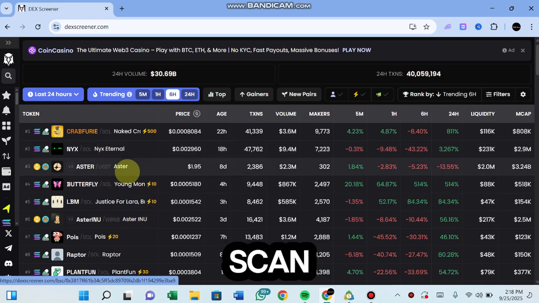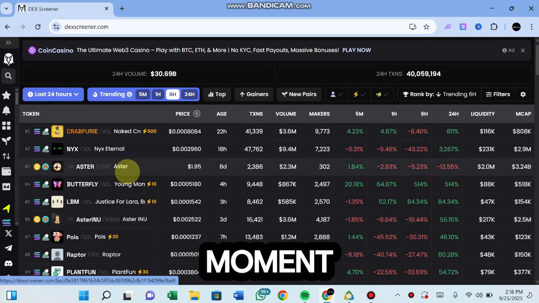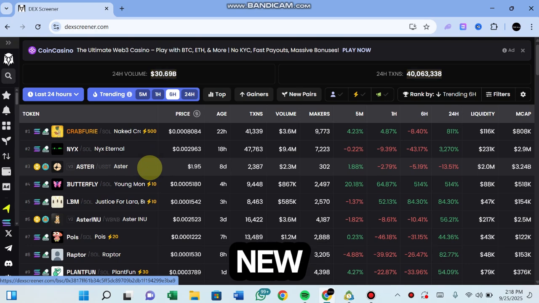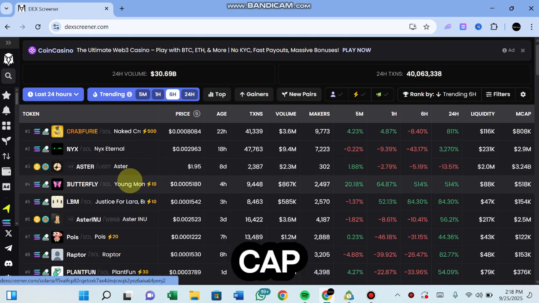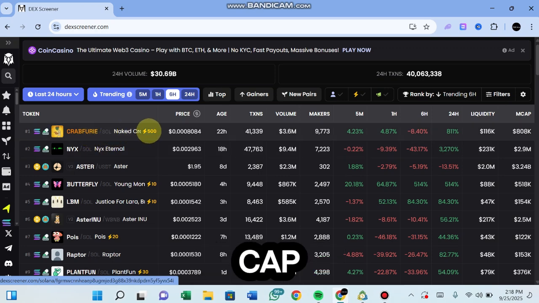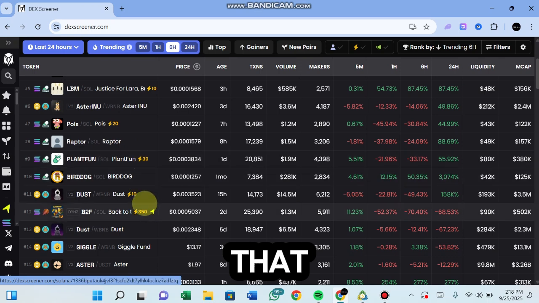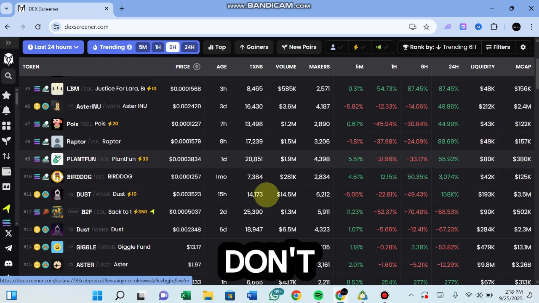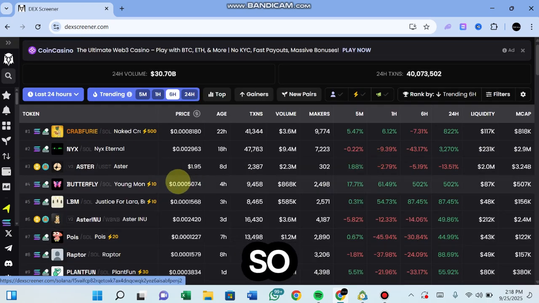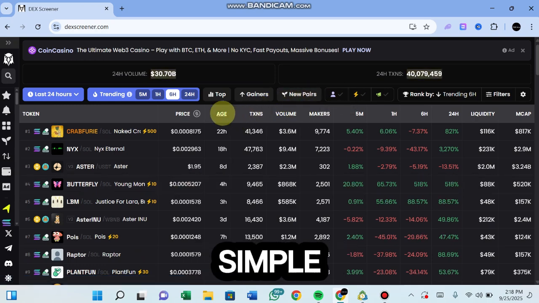The first thing I scan through is what is currently trending at the moment, and most times what I do is look at the new pairs where the market cap is pretty low, something under 1 million. I can see all these ones that are being boosted. I don't really like boosted coins, so we're not going for them. And what I will do is very simple.